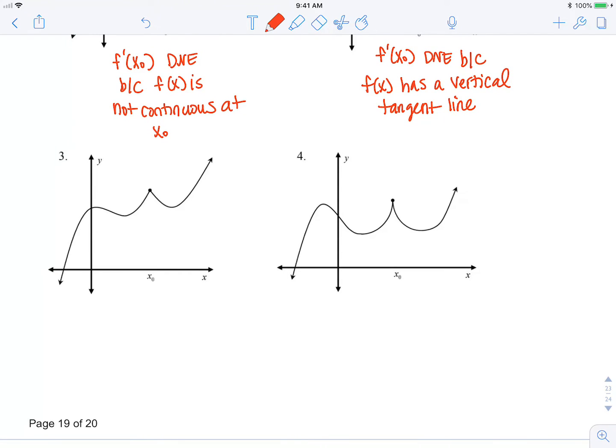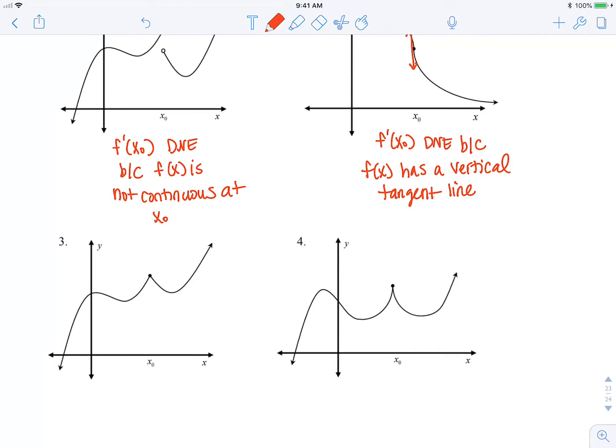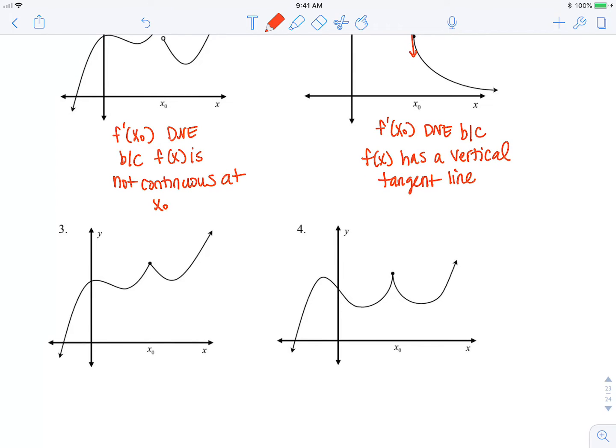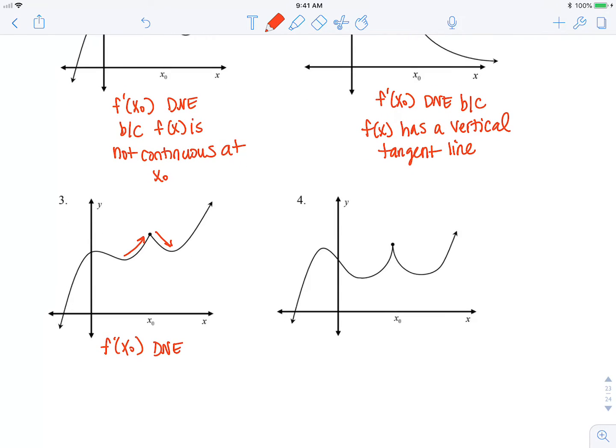Moving down to number 3, now we have a continuous function, but what do we see here? The slope is moving up around this side and moving down on this side. So f prime of x naught does not exist because the limit as x approaches x naught from the left of f prime of x does not equal the limit as x approaches x naught from the right of f prime of x. So the slopes of the tangent lines are not the same.